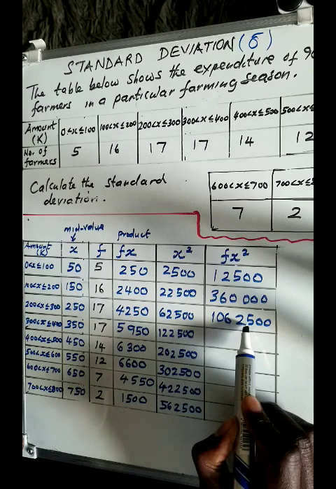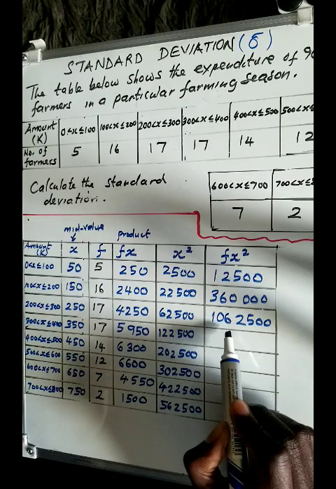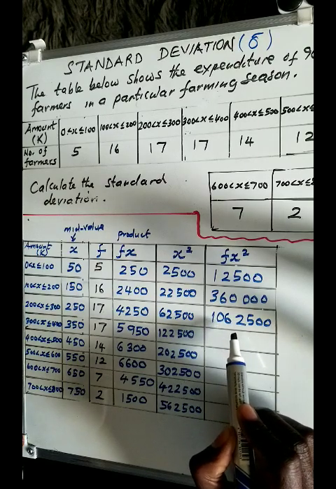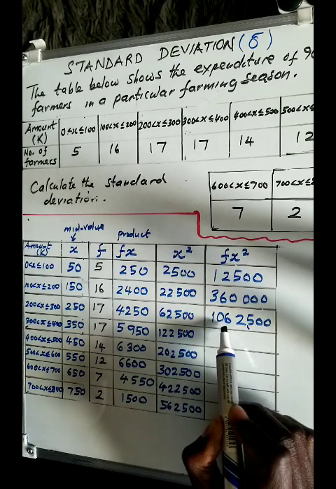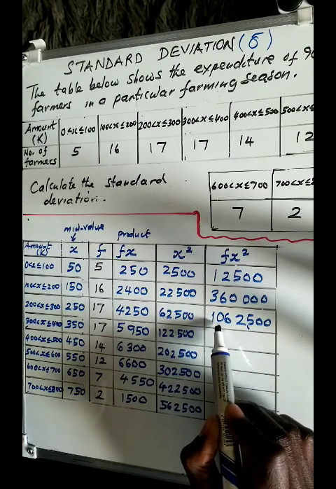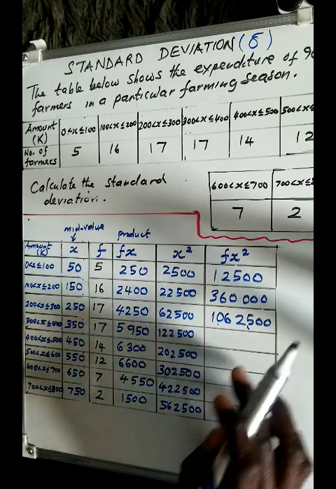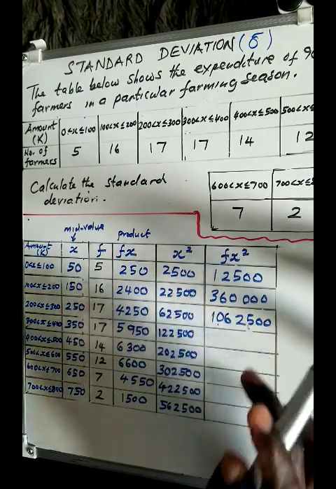2500. So that is what it is going to give you. So that's 1,620,000. Okay, so that is okay. Let's try just to... Okay, so that's 1,062,500. All right. So that is what we're having there.